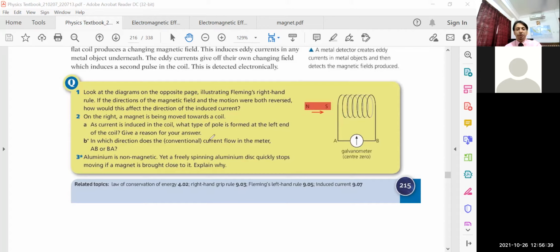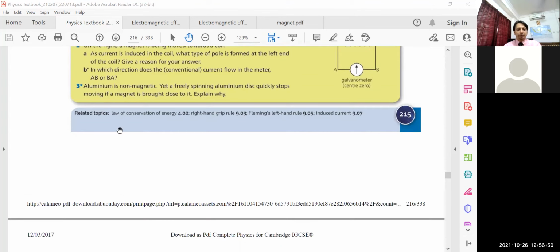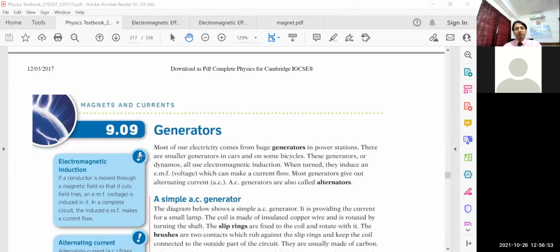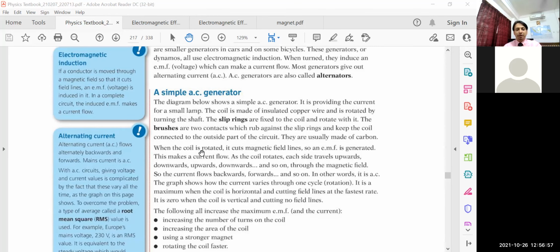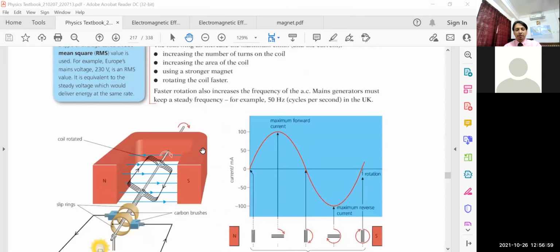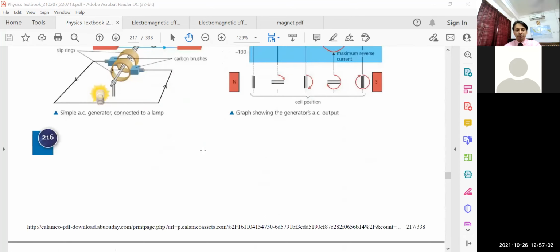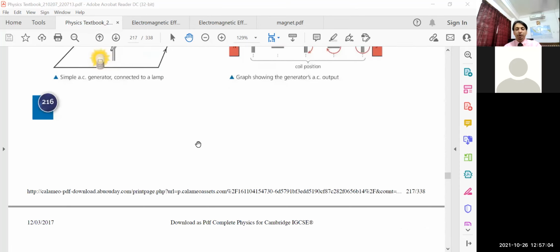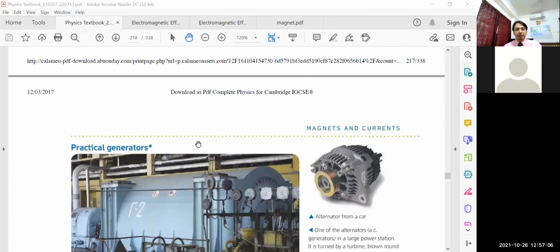Similarly, you can also find the direction of current, B part. What will be the direction of the current? That is already discussed, it is clockwise, whether it is A to B or B to A. Now, children, in the next class, we will be going to talk about generators. Generators to generate current, alternating current. So now in the next meeting, children, I'm not going to take any other topic.